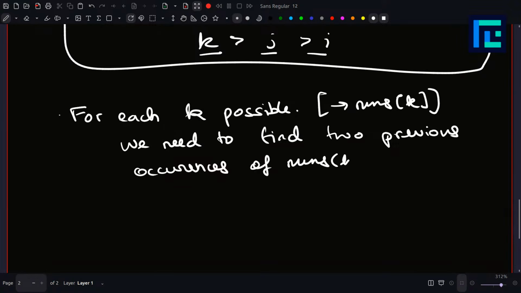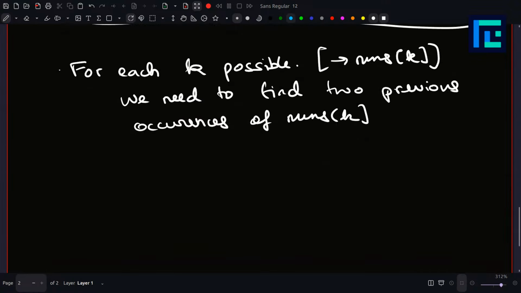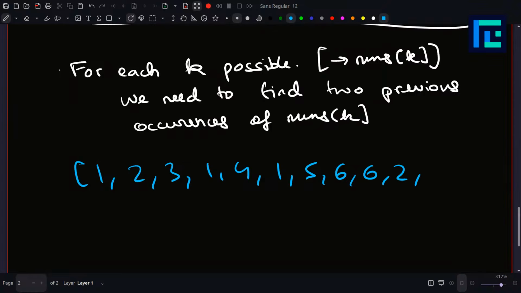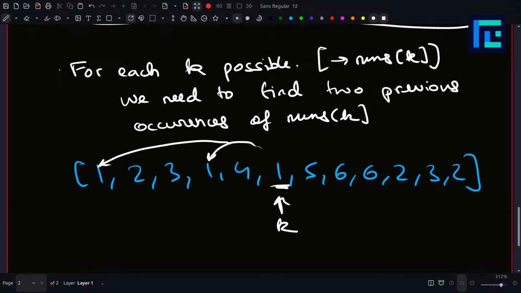So basically what I'm trying to say is, given an array like, let's say you have 1 2 3 1 4 1 5 6 6 2 3 2, something like this. Assume that you're at this position and you want this to be your k. Then you need at least two previous occurrences of 1, so that this can be chosen as k, this can be chosen as j, and this can be chosen as i. Then only it will satisfy the given condition.